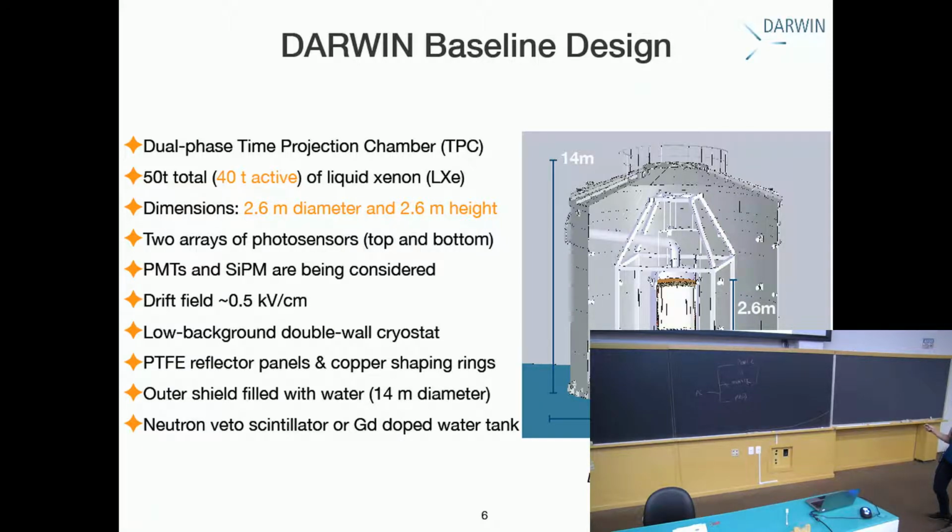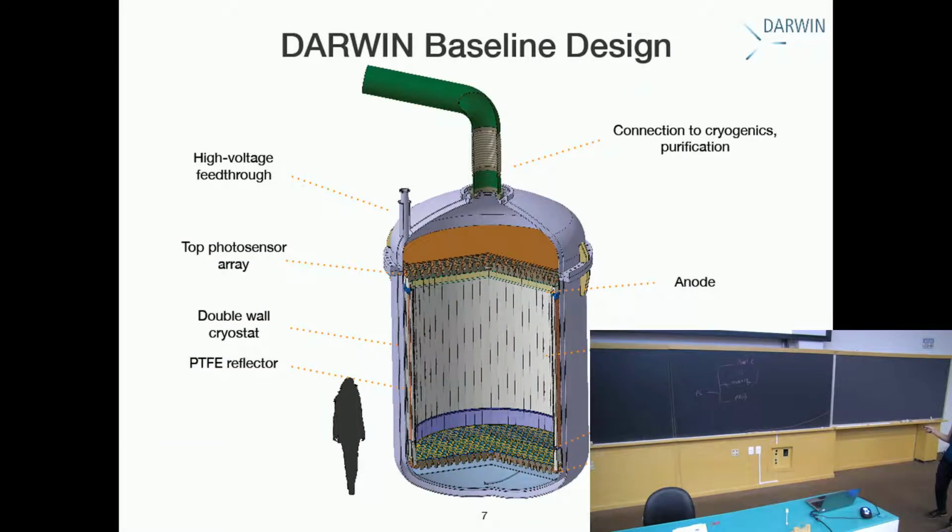So the dimensions for the water tank will be 14 meters tall and 14 meters diameter. So this is the baseline design. There is a dual-phase TPC. We have here the high voltage delivery, the top photosensor array, the PTFE reflector to maximize the light collection, the double cryostat, and as well the usual electric field that we use to extract our electrons.